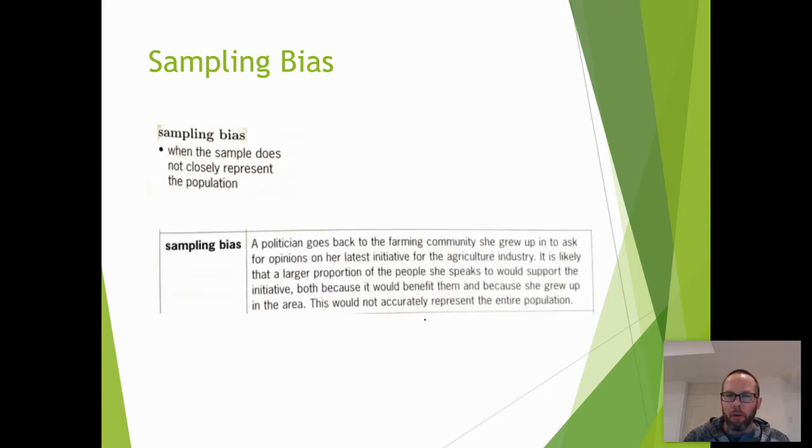So I have an example here. A politician goes back to the farming community she grew up in and asks for opinions on her latest initiative for the agriculture industry. So it's likely a larger proportion of these people would support the initiative because she grew up in a farming community, right? So to get a better idea of her constituents, she would want to visit not just a rural farming community, but the suburbs and cities. She'd want a good idea of the whole province, riding, whatever it is, right?